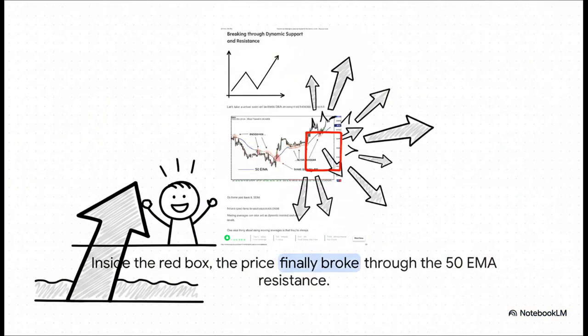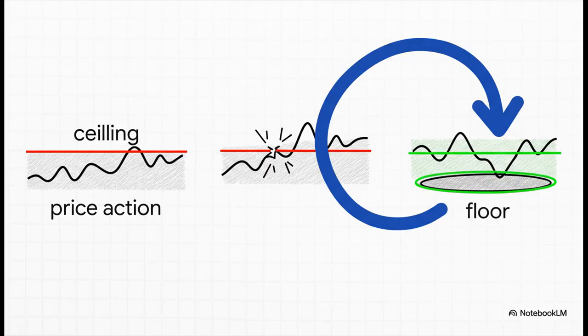Okay, let's go back to our first chart with the 50 EMA. For a long time, that line was like a brick wall, right? Unbreakable resistance. But then, look inside that highlighted box. The buyers finally found the momentum to punch right through it. The ceiling just got completely shattered. So, okay, the trend has obviously shifted. But the story of our 50 EMA isn't over yet, not by a long shot. In fact, this is where things get really cool. That old ceiling is about to become the new floor.